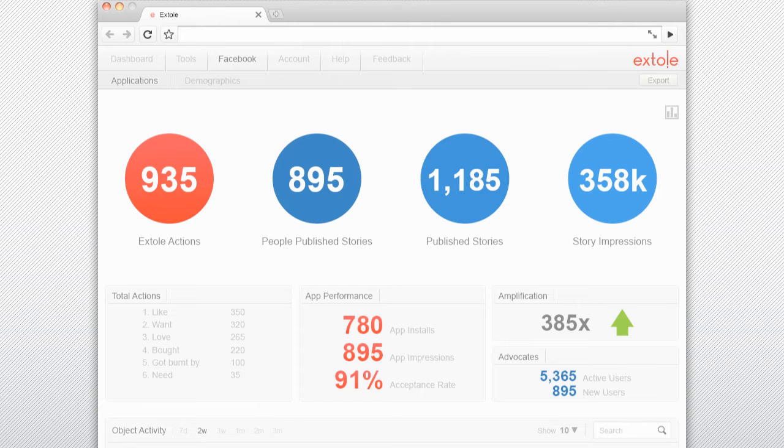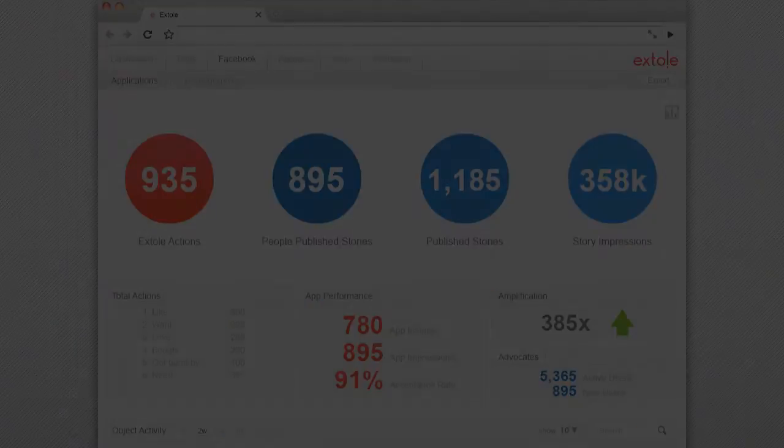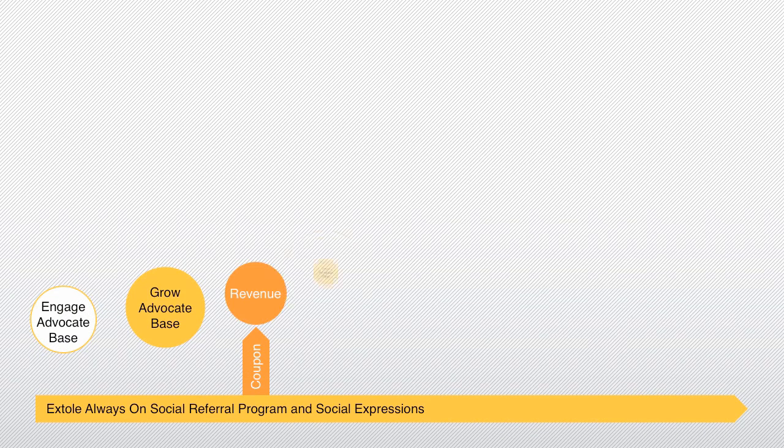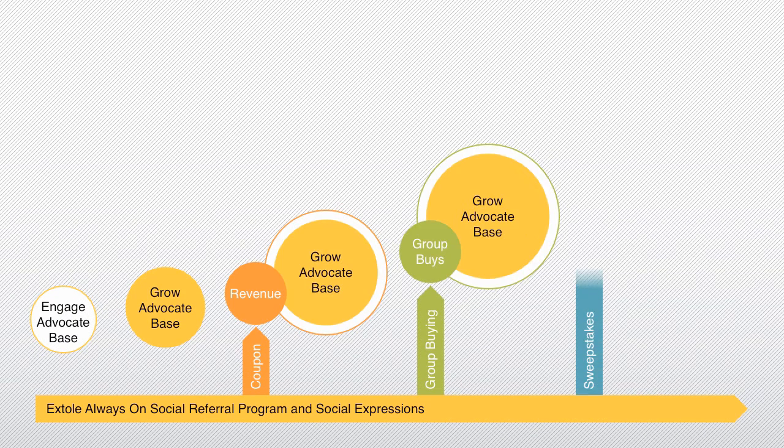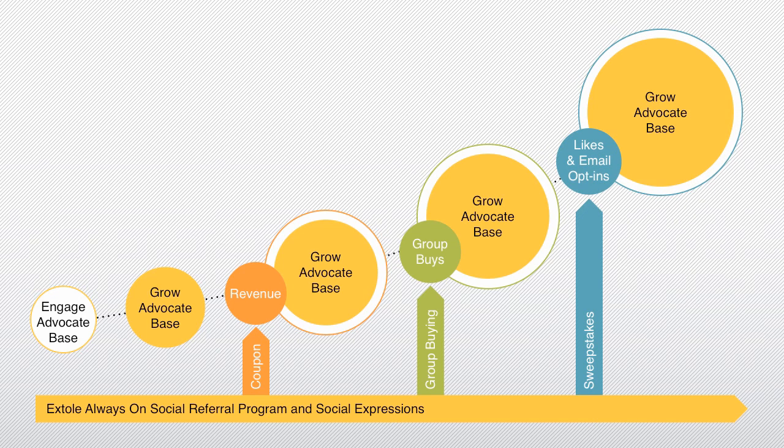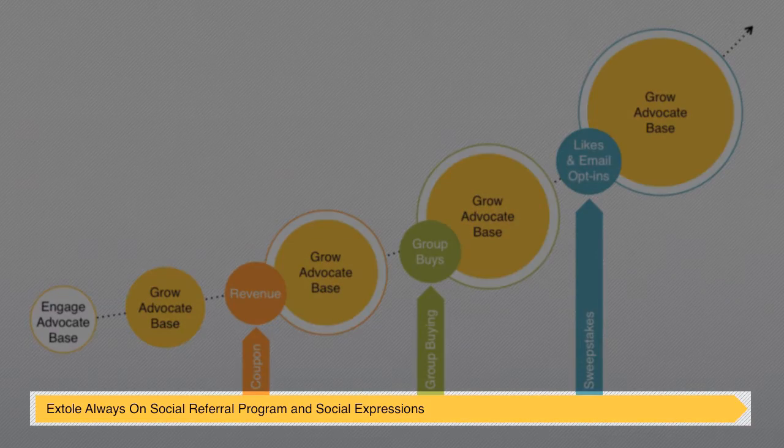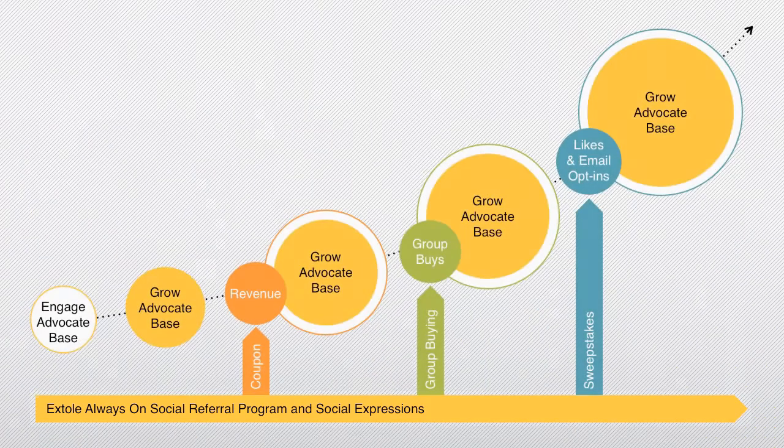But simply adding social expression buttons across your website is not going to drive optimal results. In order to truly socialize your website and drive advocacy, you need to take a fully integrated approach to C2C marketing. This will help you build your advocate base while increasing social activity around your brand and products. Run your social expressions and social referral program all year round, and tie your social promotions to specific dates or events to amplify awareness.